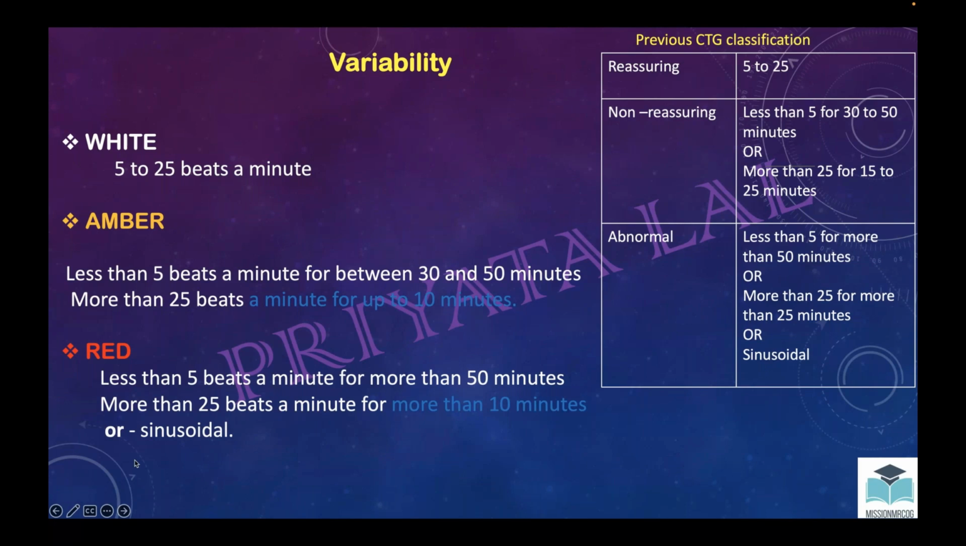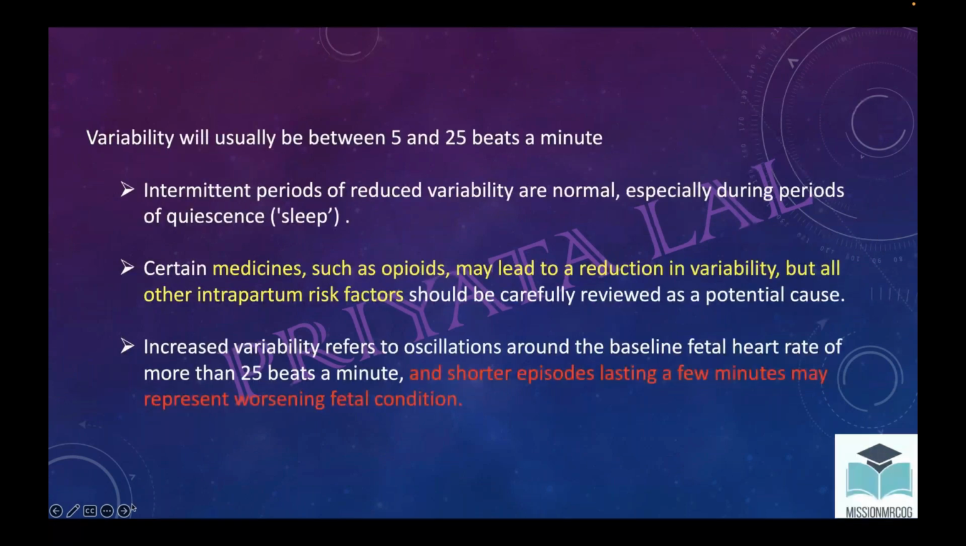Now, if the variability is 5 to 25, we are very happy. But intermittent reduced variability can be there, because that will denote the period of fetal sleep. Certain medication such as opioids, we know that it suppresses, so there would be reduction in variability. And increased variability, more than 25, then that represents a worsening fetal heart condition.